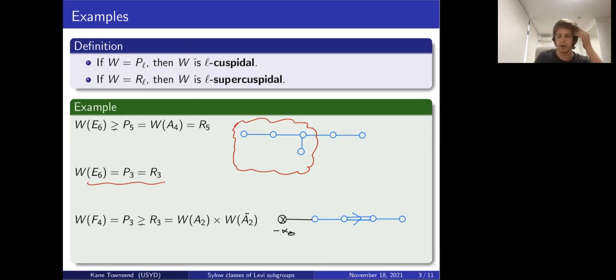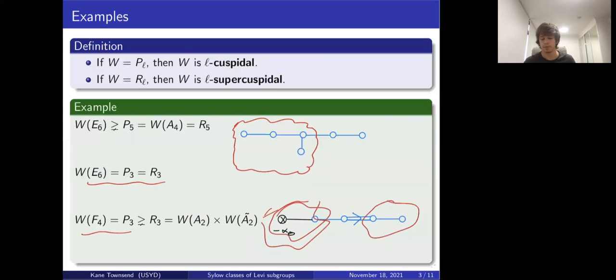And here's a nice supercuspidal example. E6, when the prime is 3, is supercuspidal, so there are no reflection subgroups that contain a 3-Sylow subgroup. As a slightly different example, F4 when the prime is 3 is cuspidal, but there is a reflection subgroup that contains a 3-Sylow subgroup, and this is given by this A2 inside of F4 that you can find by adding on the negative of the highest root and then removing another root, which is known as the Borel-de Siebenthal algorithm.